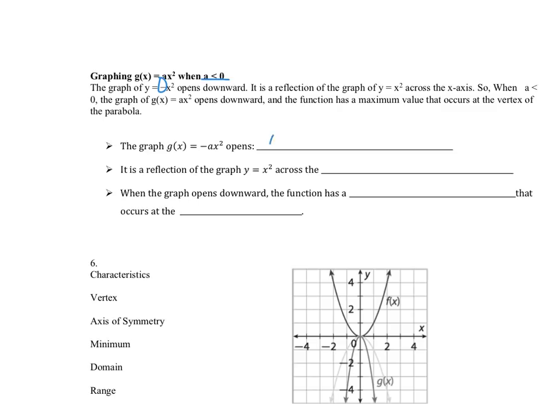So it opens downward. It is a reflection across the x-axis. When the graph opens downward, the function has a maximum this time. That occurs at the vertex. And again, just like last time, the y value specifically.